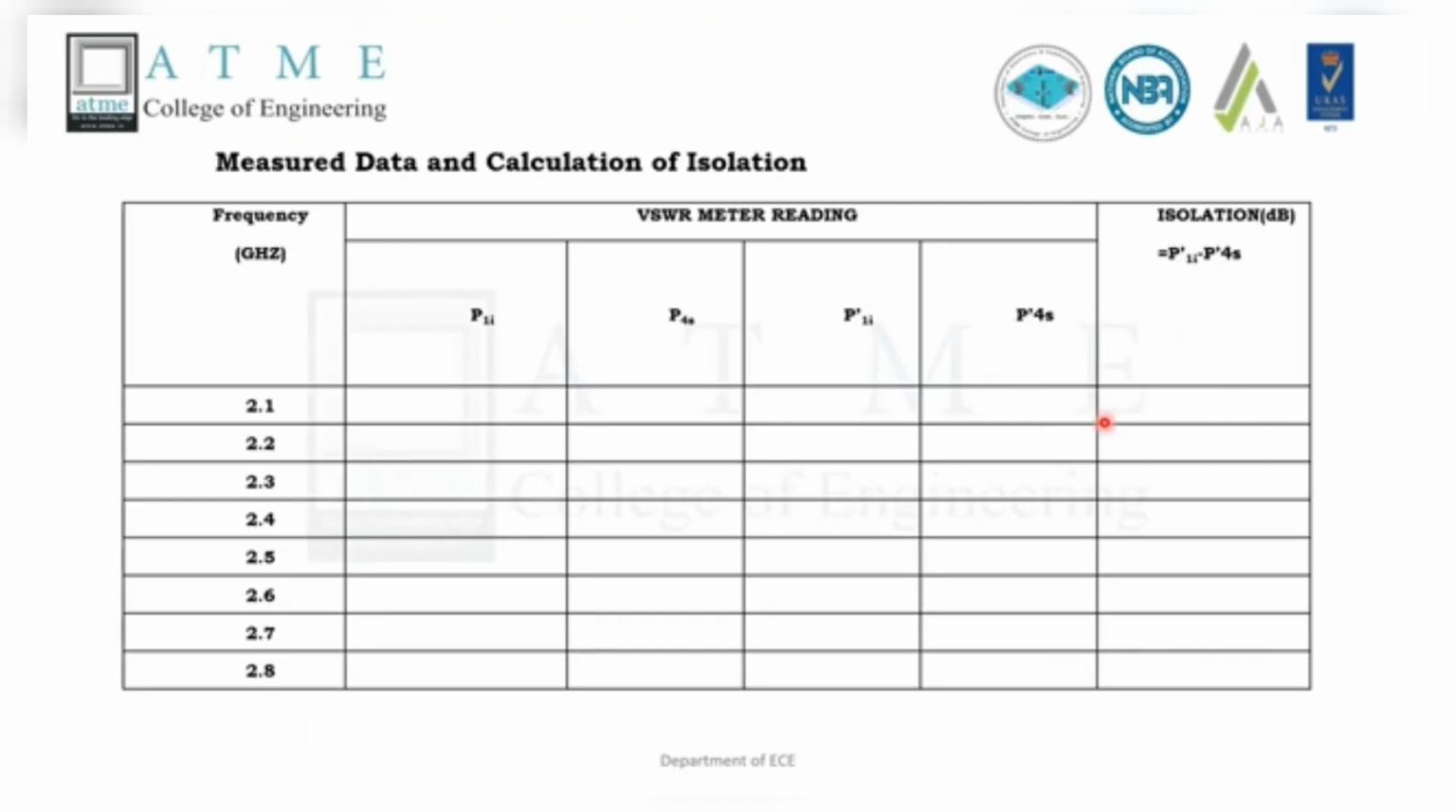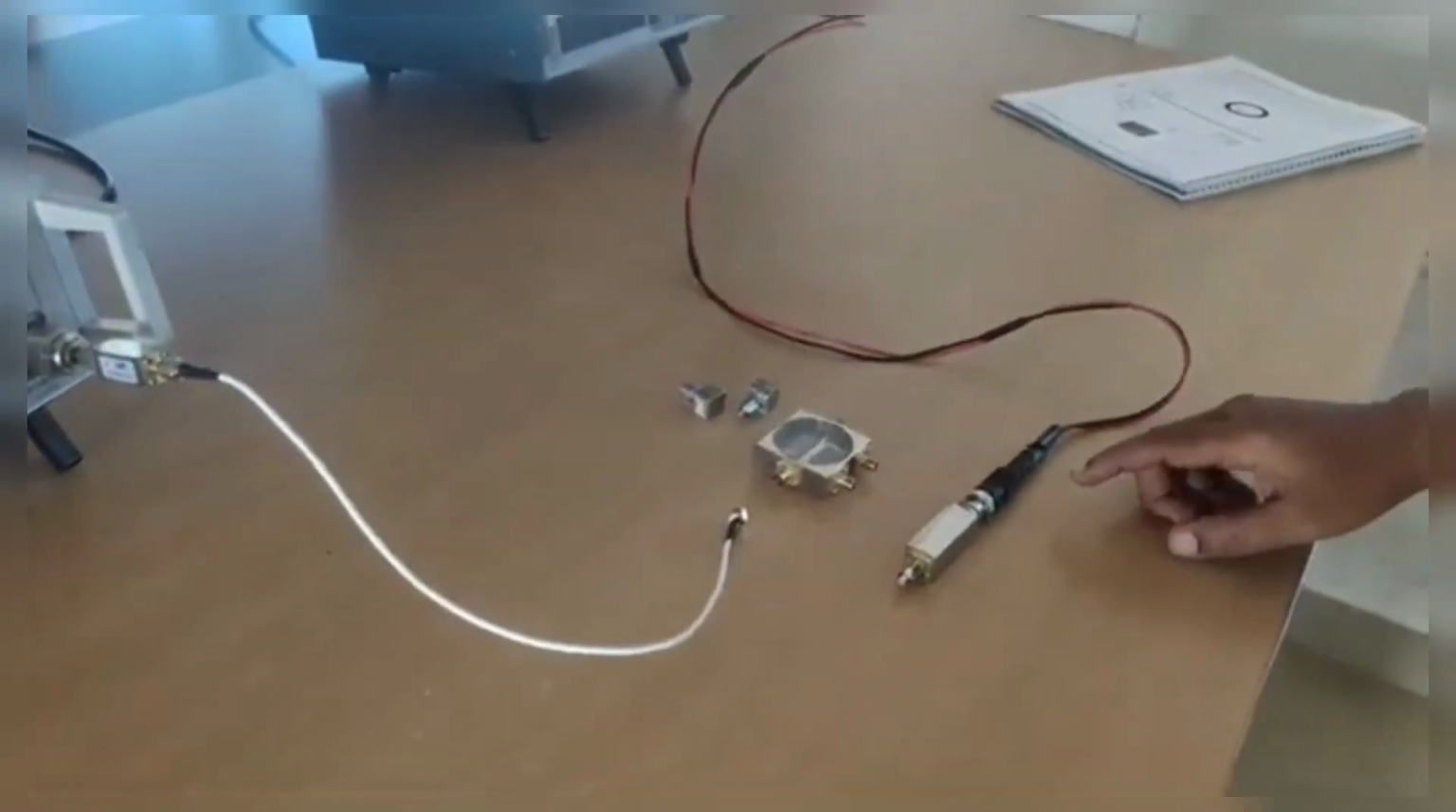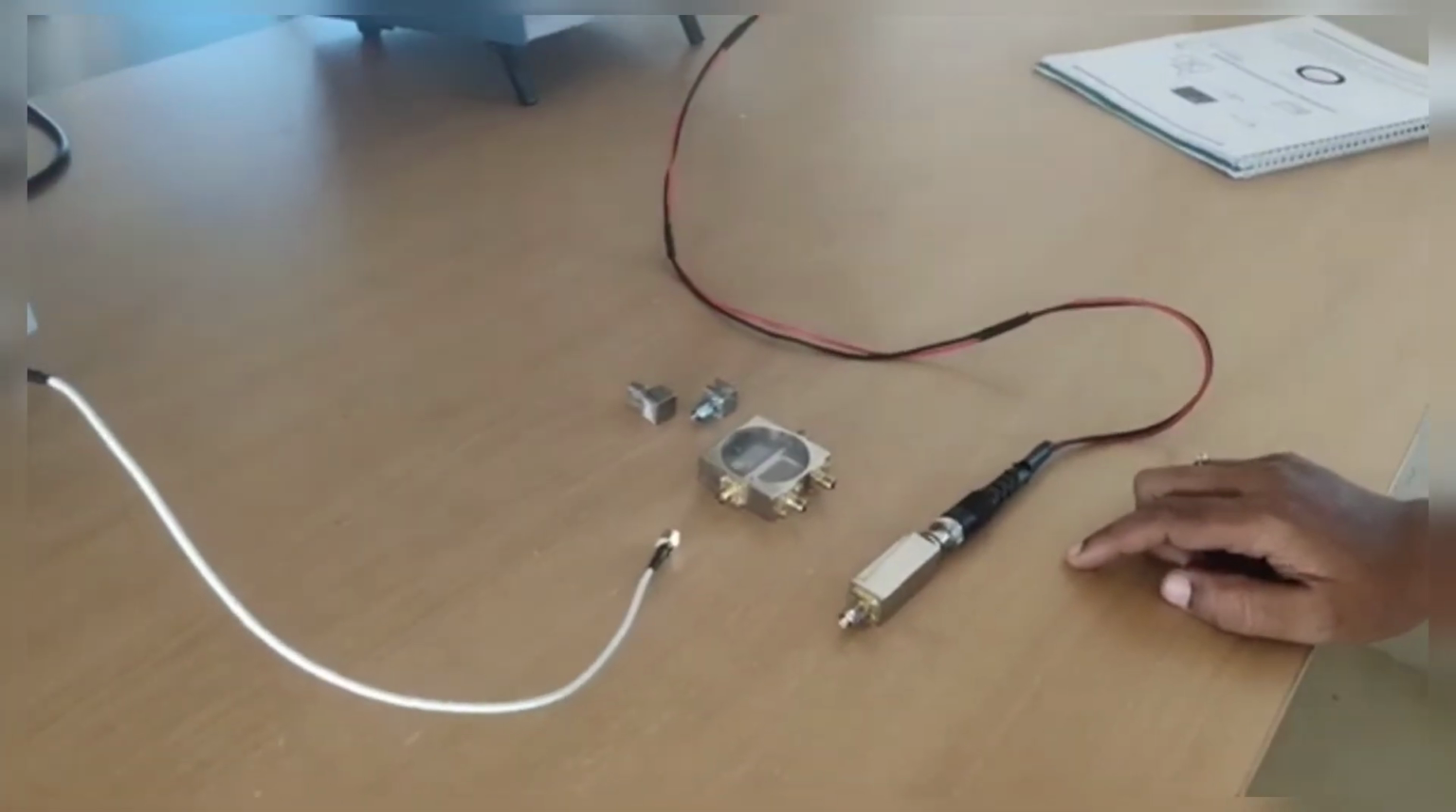Okay, so now this is the experiment on the microstrip directional coupler. Once we have completed this, the student will learn how to understand the coupling and the isolation characteristics of the directional coupler. So now let us look at the practical implementation, the demo, of how it is conducted.